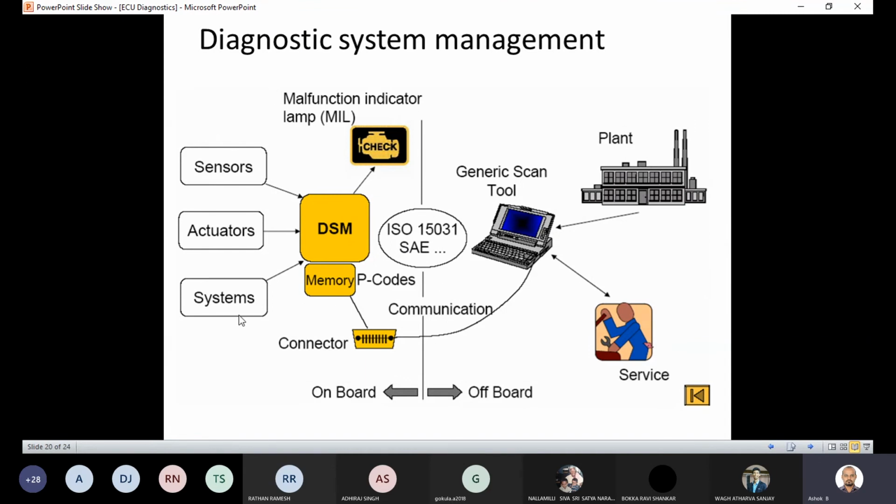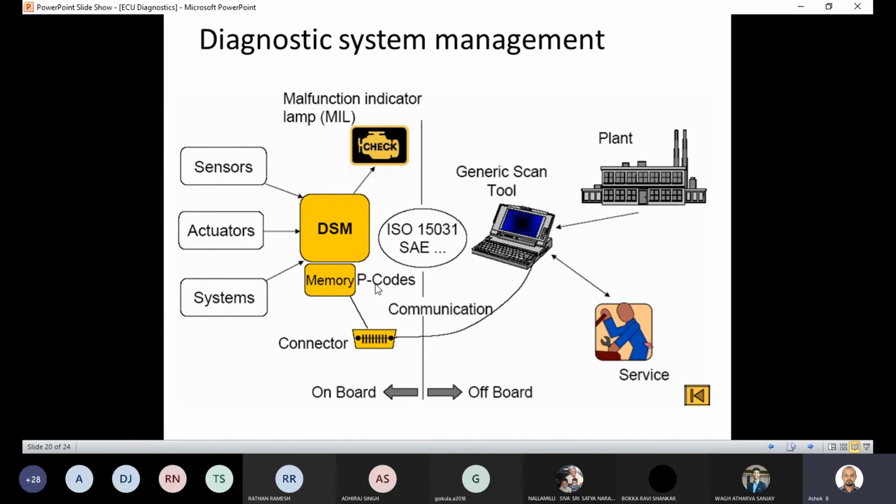What are the components inside, behind this line? These are all related to the inside of the ECU. For example, in each and every ECU there is a presence of the DSM, that is called the diagnostic system manager. So that will take all the sensor, actuator and system related inputs and will continuously monitor with the help of the program stored in the memory.